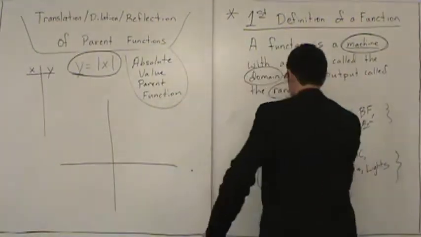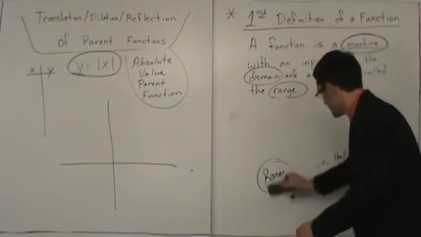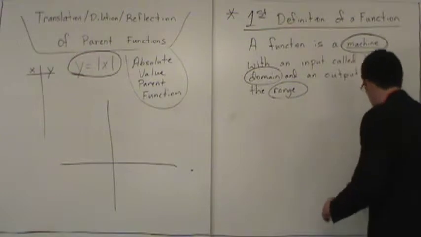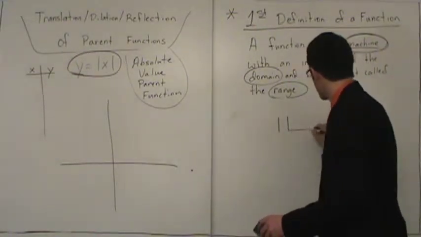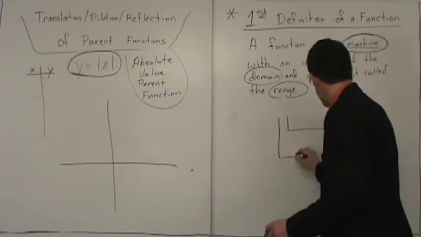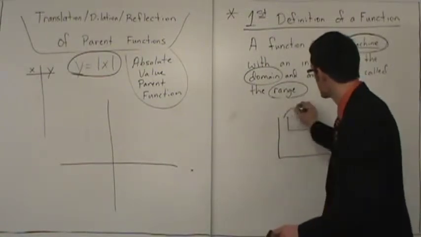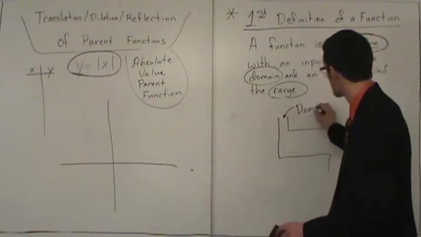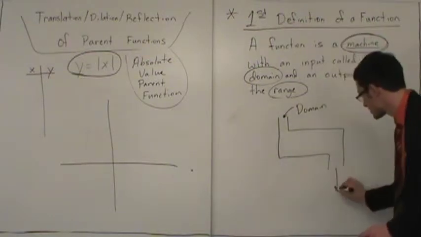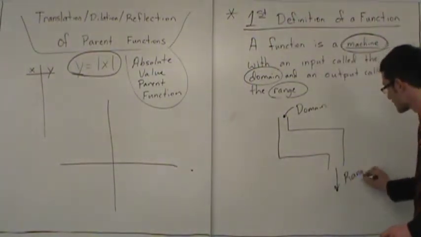Now, I'm going to draw the machine over here. This machine is going to have a name. I'm not going to name it yet, but the input, what goes into the machine, is going to be called what? Domain, and what comes out of the machine is going to be called range.